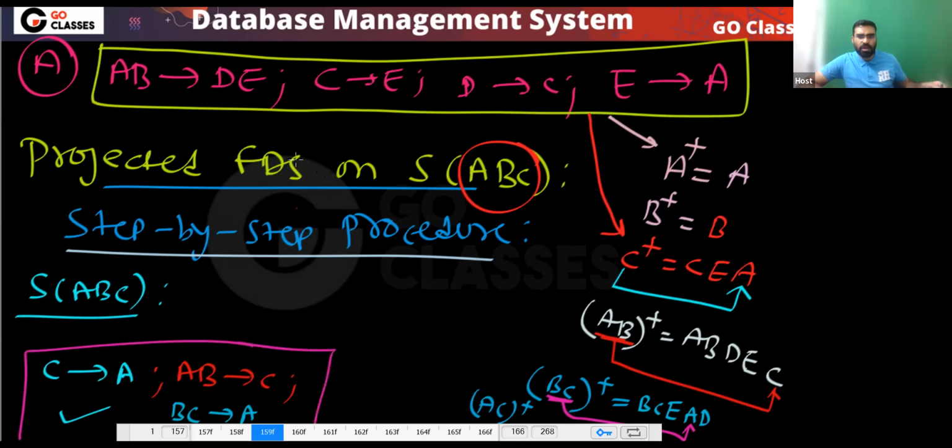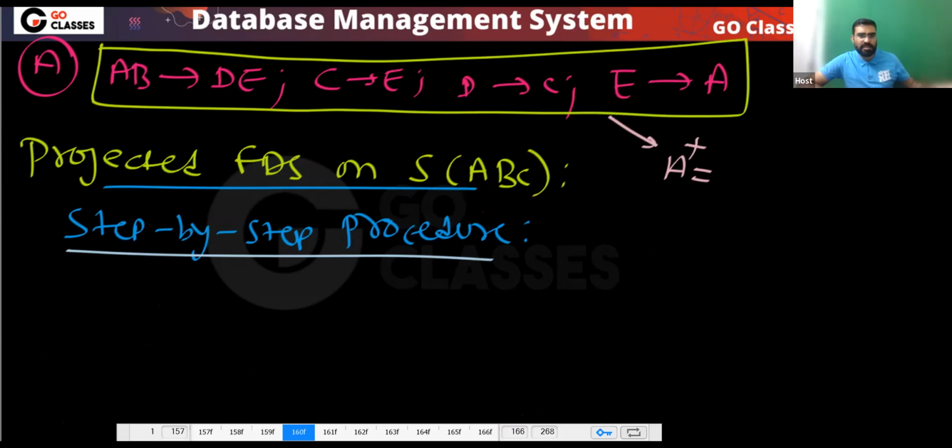Yes or no? You don't have to find ABC plus. Agree? You don't have to find ABC closure because that will be ABC. So that is trivial, and you don't have to find that. This is your question. This is done.